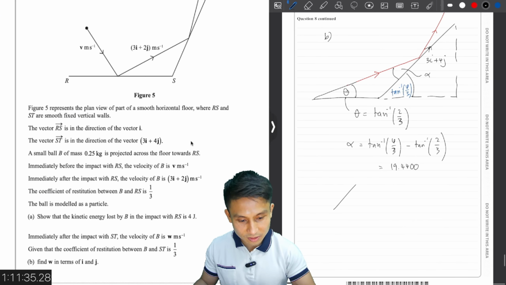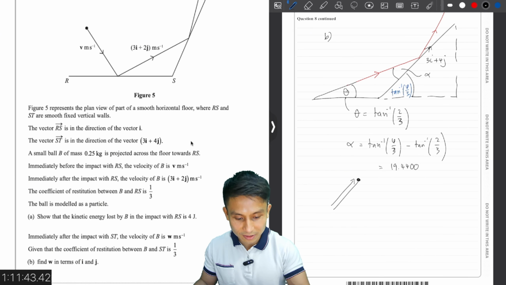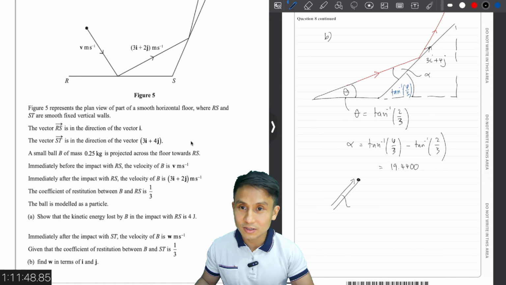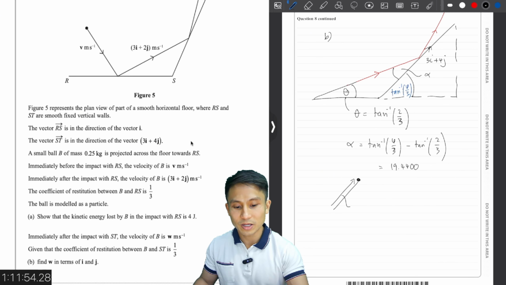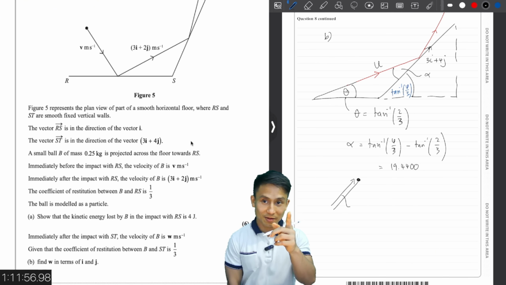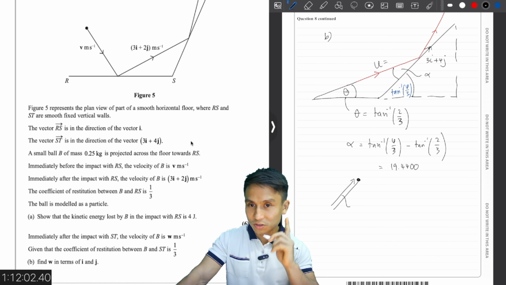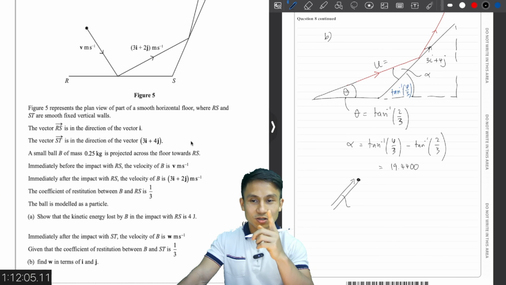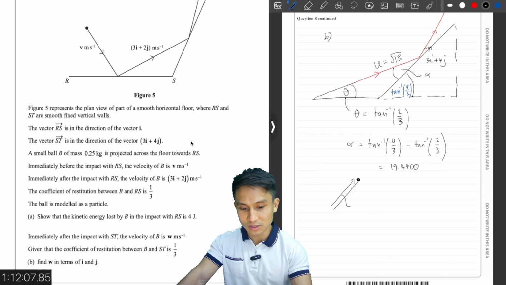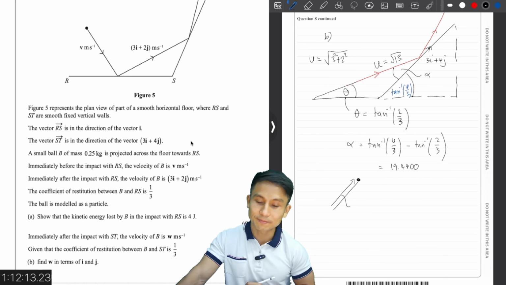So let's just draw this again. So we have the velocity. Let's say this is the point of impact. The velocity along the wall would be, okay, this is the V, I'll make it U. That would be 3i plus 2j, and we just find the speed. So the speed is just root 9 plus 4, which is root 13. You just find the Pythagoras between 3 squared plus 2 squared.